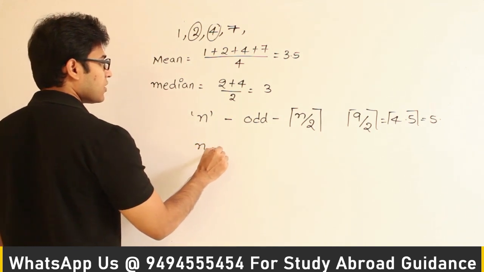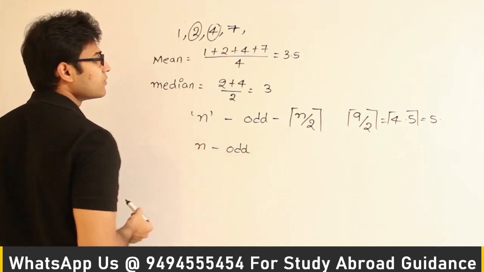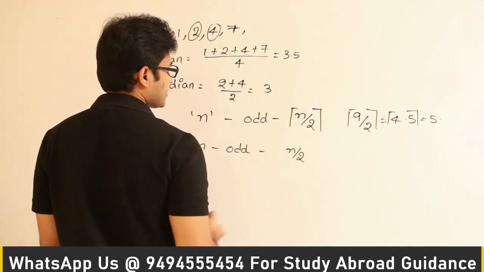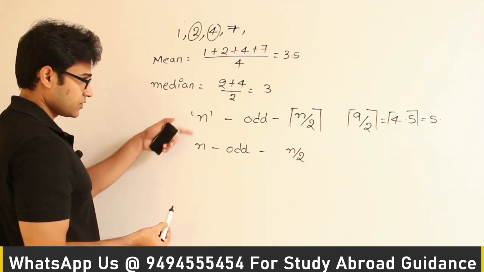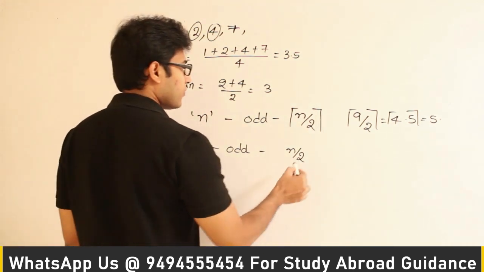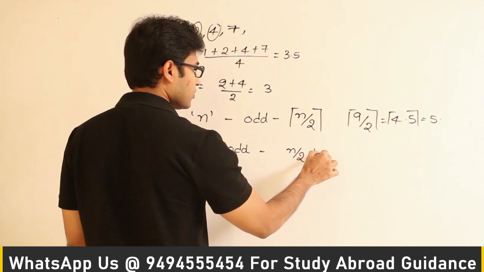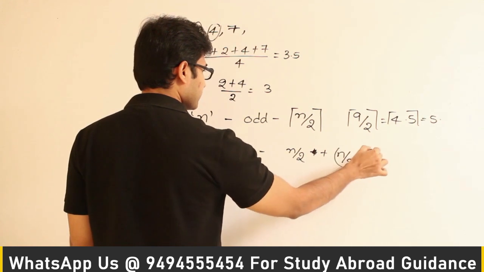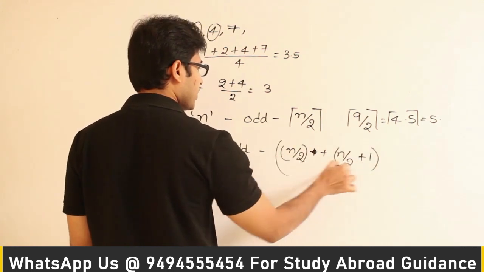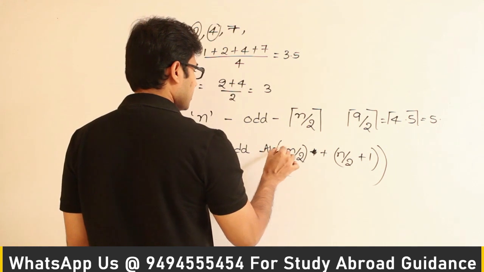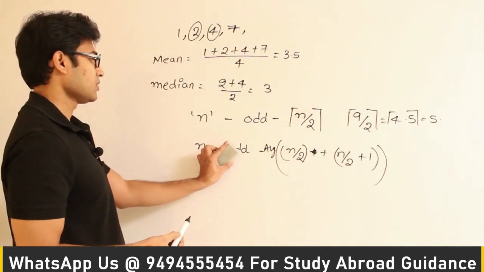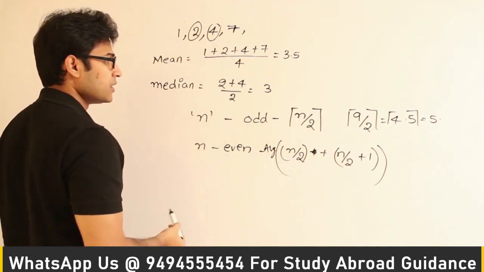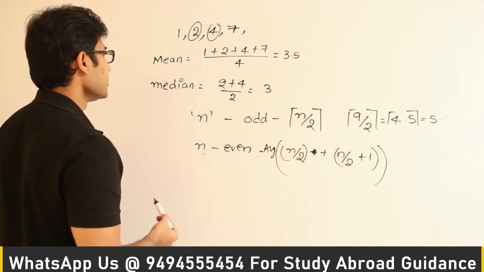And what if n is even? In case n is even, then you are supposed to find two values. What is the value at n by 2? See, after sorting we have to do this, okay? Find the value at n by 2 and also find the value at n by 2 plus 1. These two values we have to average. This is the median in case n is even. In case n is odd, that is the median. In case n is even, this is the median, right?